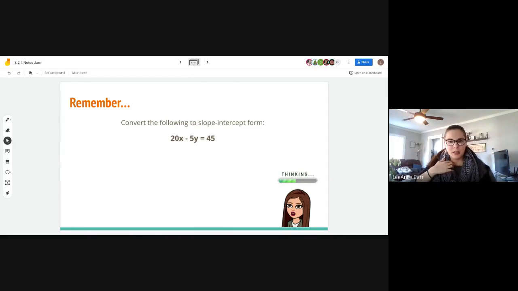Anaya, what am I doing with this equation if I'm trying to get it in slope-intercept form? What is my goal here? Yes, thank you. We are solving for y. So everybody take about 30 seconds here, solve for y, and then I'm going to call on one of you.